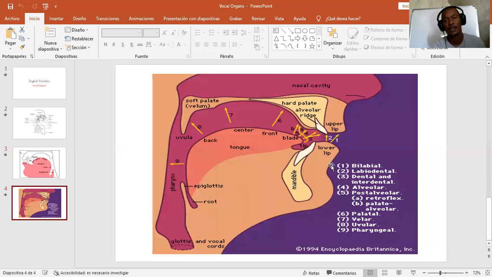So in this case, the point of articulation can be bilabial, and it depends on the points of articulation that are used to pronounce those phonemes. Labiodental, dental and interdental, postalveolar, retroflex, palatoalveolar, palatal, velar, uvular, pharyngeal. It all depends on the point of articulation that is being used.